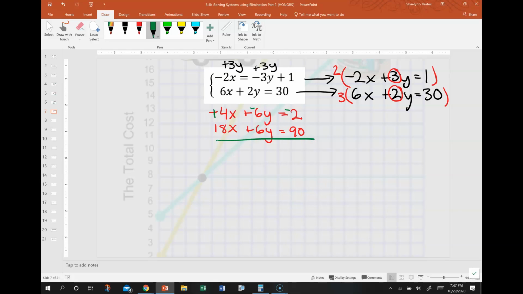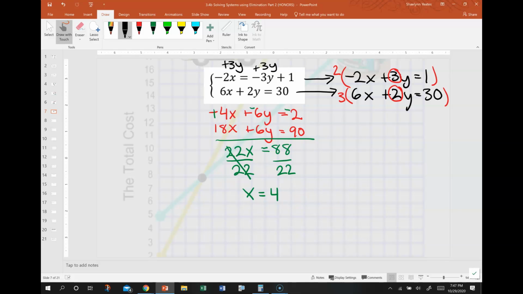So I've got 18 plus 4 now, and that's 22x. Negative 6y plus 6y, that's nothing. And then negative 2 plus 90 is 88. From here, I would divide both sides by 22, and I end up with x equals 4. That's quite a lovely number.